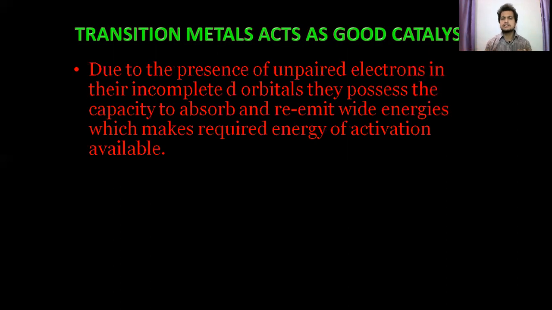One of the reasons is the presence of unpaired electrons. The definition of a transition metal tells us that they must have unpaired d electrons. When they have these unpaired d electrons, they possess the capacity to absorb energy and re-emit that energy. When they absorb and re-emit this wide range of energies, that energy can be made use of in the form of activation energy. As a result, the reaction becomes easier to take place in the presence of such a catalyst. That is one reason.